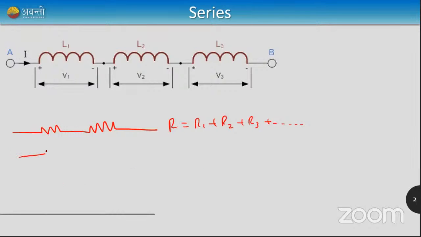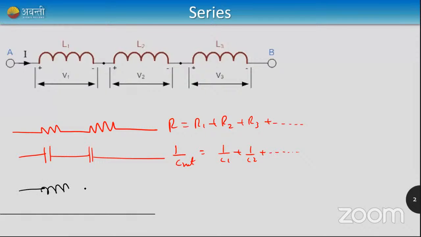We also know that if I connect capacitors in series, then the formula is given by 1 by C net is equal to 1 by C1 plus 1 by C2, and so on. However many capacitors there are, I can write the formula regularly, right? So these two we know already. My third circuit element is the inductor. So what will happen if I connect inductors in series? Then the formula is similar to resistance. Therefore L net will be equal to L1 plus L2 plus L3, and so on.